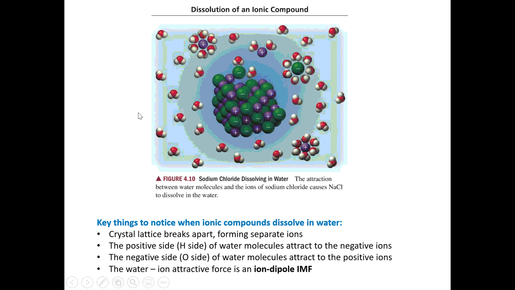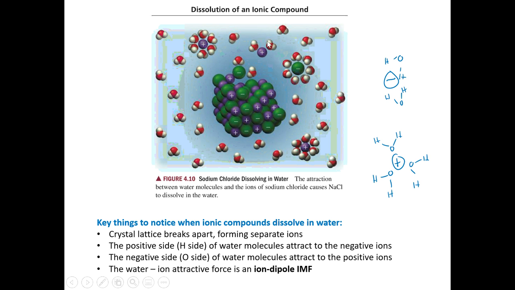And here's a visual showing what happens when ionic compounds dissolve in water. The crystal lattice breaks apart into individual ions. Notice the ion-dipole attraction: if you look at the negative ion, let me draw this out over here, the positive end of the water molecules are attracted to the negative ion. And it's the opposite for the positive ion. Remember, opposites attract. The negative side of water attracts the positive cation, and the positive side of water attracts the negative anion. This attractive force is known as an ion-dipole force.